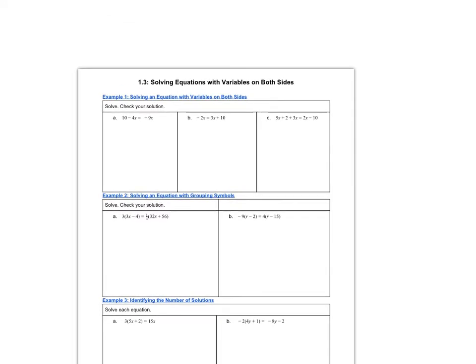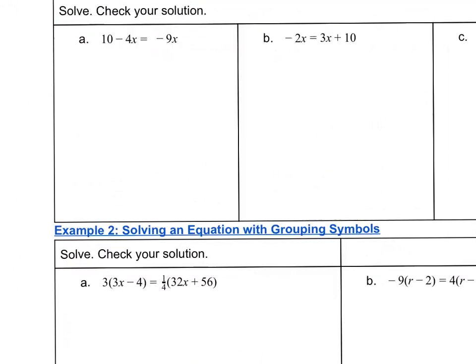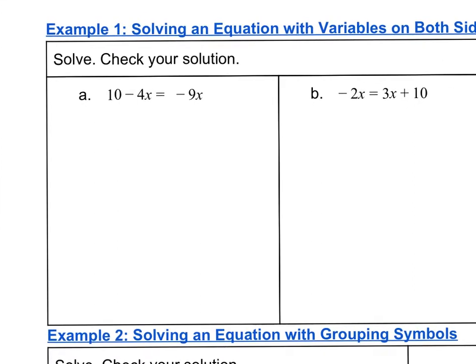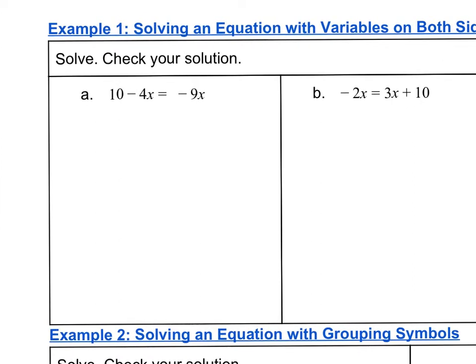So in section 1.3, we're going to continue solving equations. This time, we're going to have variables on both sides of the equal sign. So let's take a look at the first example here. When we have variables on both sides, we can't just combine them because they're not on the same side of the equal sign. So I can't just combine these and call it negative 13x.